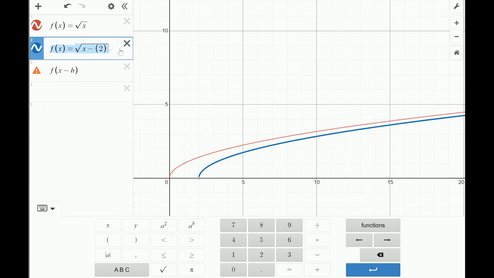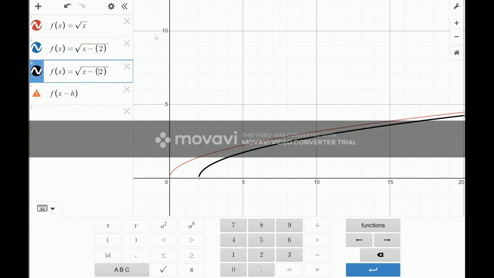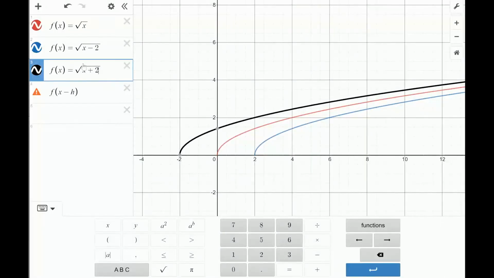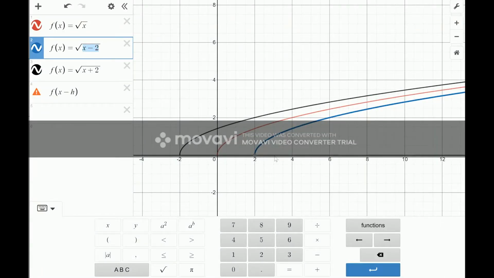Well, let's say that we take the same function and instead of subtracting positive 2, we subtract negative 2. Now we see that the graph has moved 2 units to the left. Okay, so x minus 2 means it's moved twice to the right, while x minus negative 2 means x has moved twice to the left.